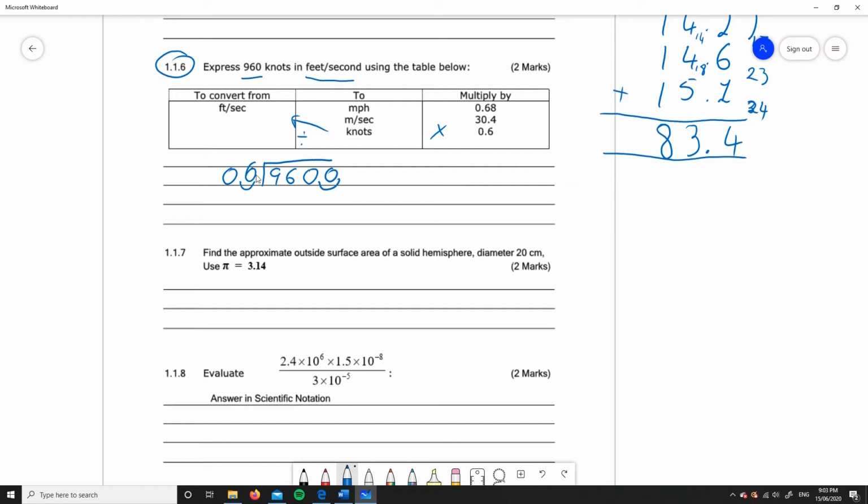So 9 divided by 6 will be 1, remainder of 3. 36 divided by 6 will give me 6, leaving me with a final answer of 1,600 feet per second.